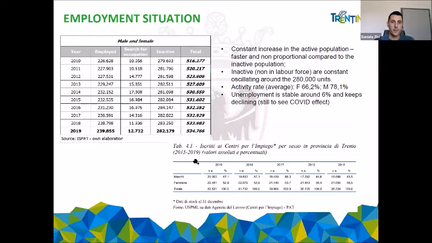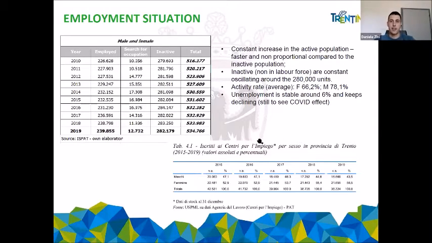Talking about the employment situation, we have witnessed in the last 10 years a constant increase in the active population, and this growth was faster and non-proportional compared to the growth in the inactive group. So the non-in-labor-force people account for about 280,000 units, and this has always been the data. If you see the datum of 2010, it's about 280,000 people, while in 2019, the data is 282,000, so a small increase. While on the other side, the increase in employed people and people in search of occupation grew significantly.